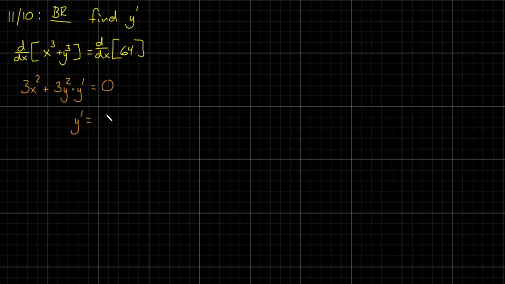Y prime, I would first subtract the 3x squared. And then I'm going to divide by what? 3y squared. They're gone, and I'm done. Bless you. Cool. Now, we have a lovely implicit derivative. Nothing crazy going on with it. Feels hopefully okay. Questions before we kick forward into today's stuff?